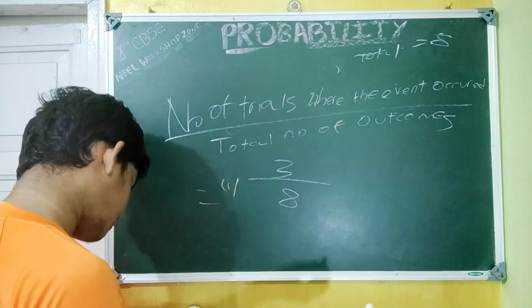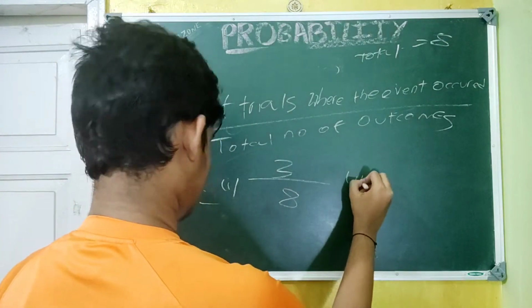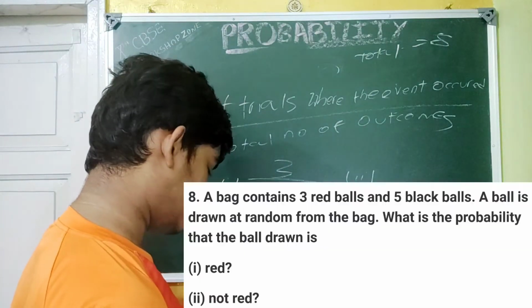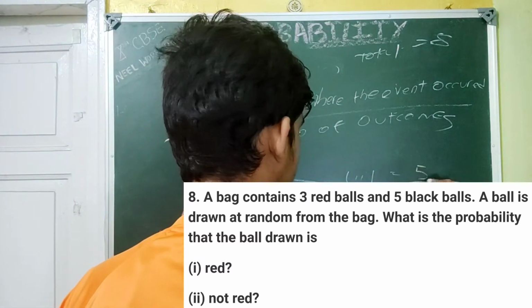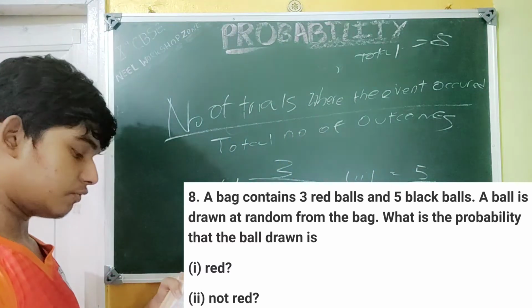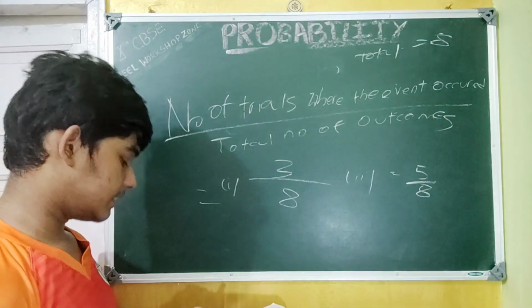And for the second one, again, not red means basically black. So the number of black balls is 5 and the total number of balls is 8. So the answer is 5 by 8. So the next sum.